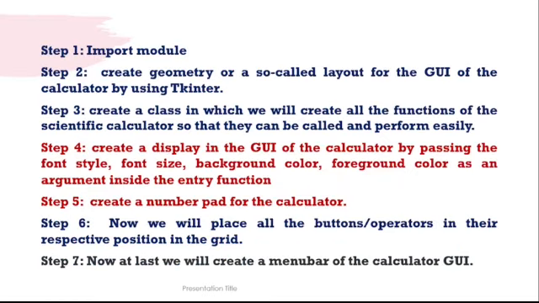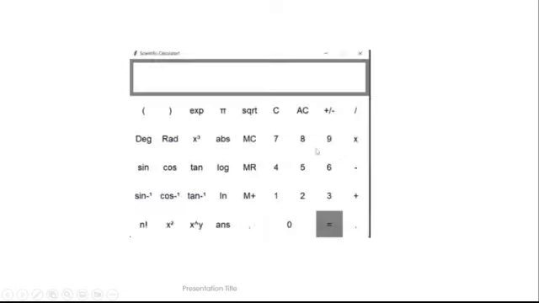Here are the steps: import the necessary modules, then create the geometry layout for the GUI, and create a class in which you create all the functions. Then create the display view of the calculator by passing the font size and background color. At step number 5, create the number pad, display the calculator, and place all the buttons or operators. At last, we add the menu bar of the calculator. So these things look like this.